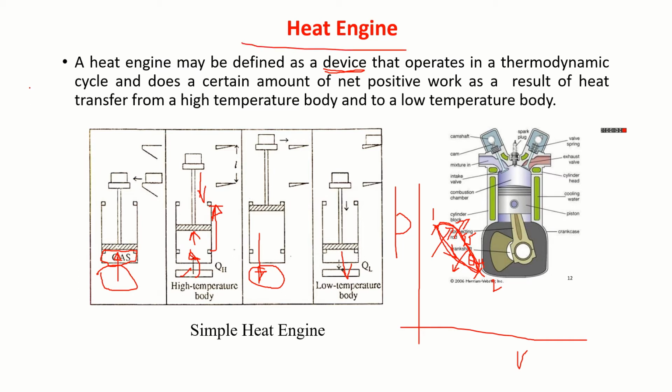So please remember the definition of a heat engine: a device that operates in a thermodynamic cycle. This is a very, very important term. And it should do a certain amount of net positive work. That means if there is negative work also, then you take the positive net work. As a result, there should be heat transfer to the system from the surroundings, and heat transfer from the system to the surroundings. That should happen. Then we call such a machine, such a device, a heat engine.